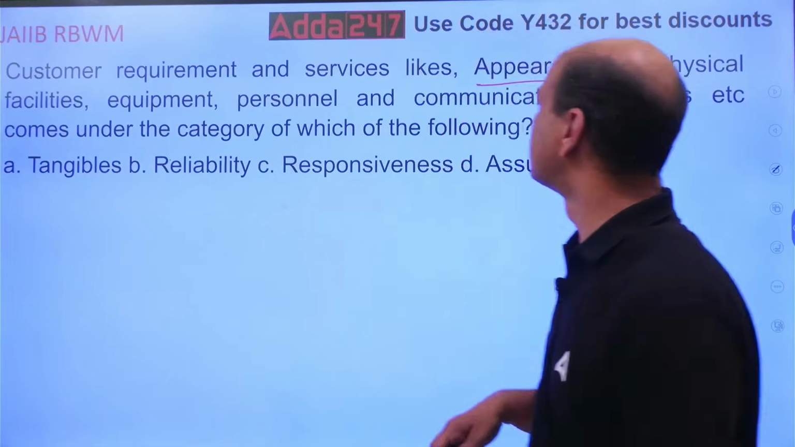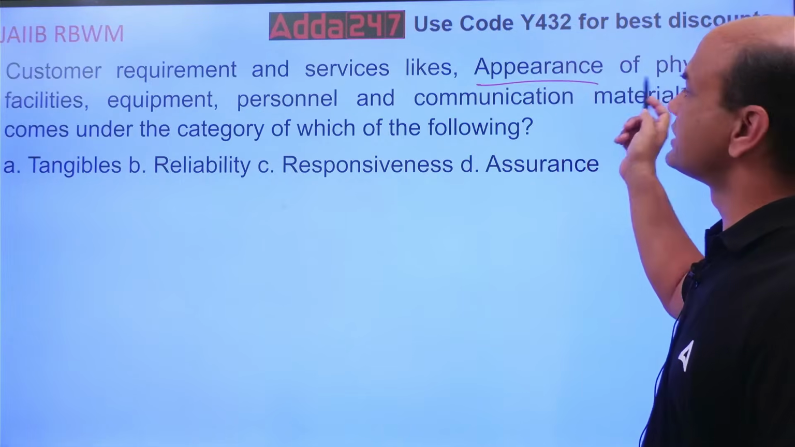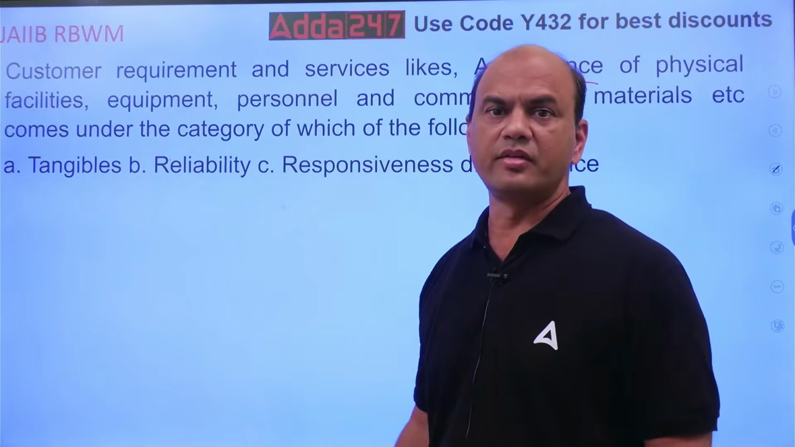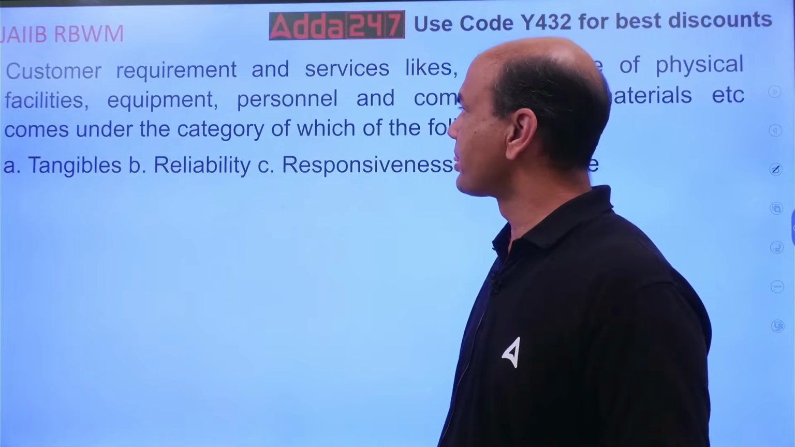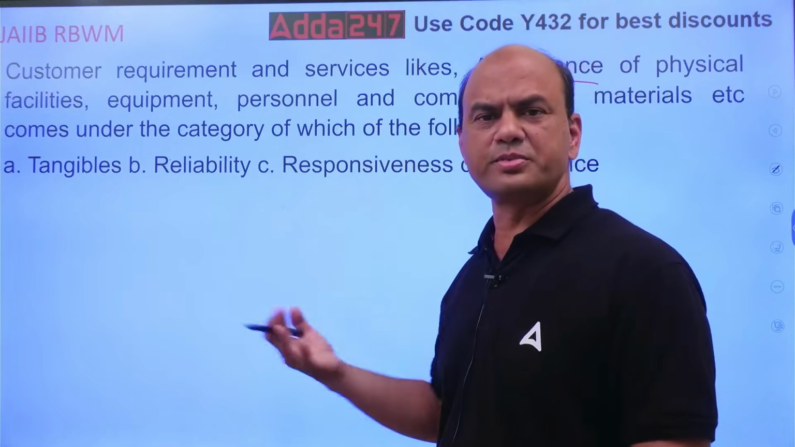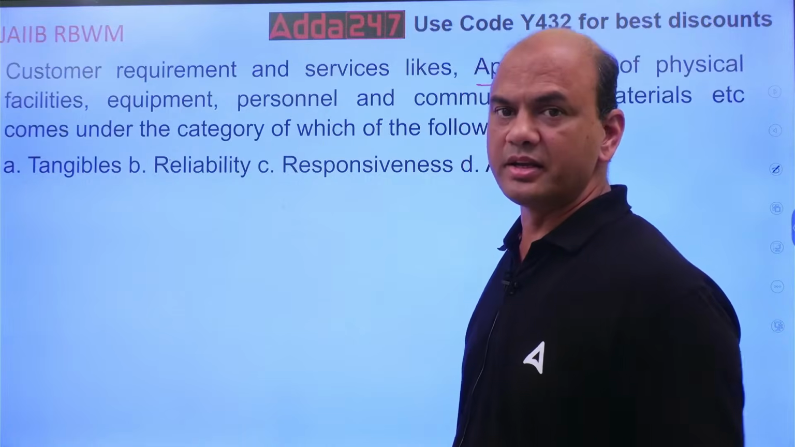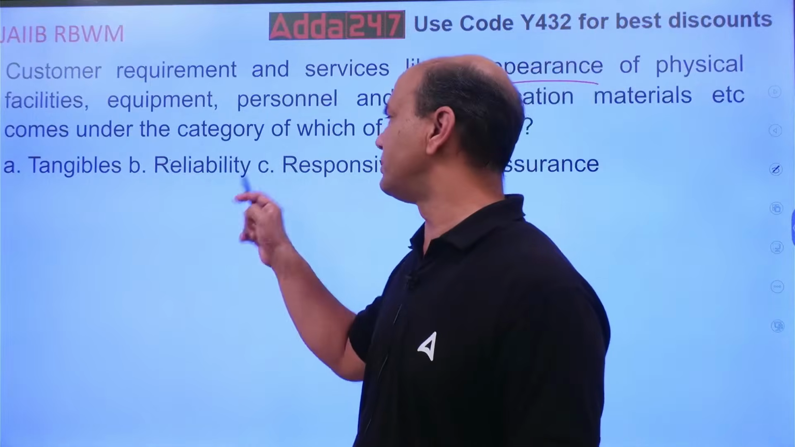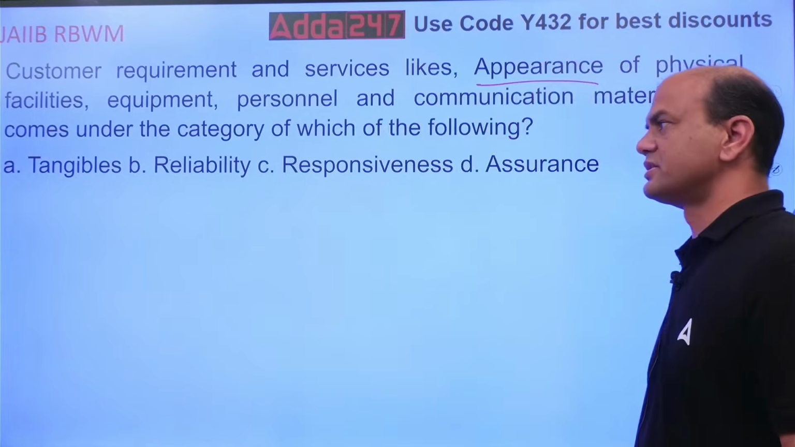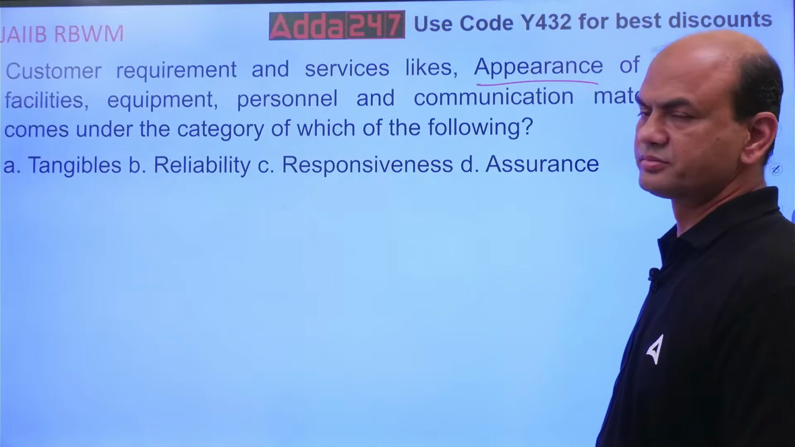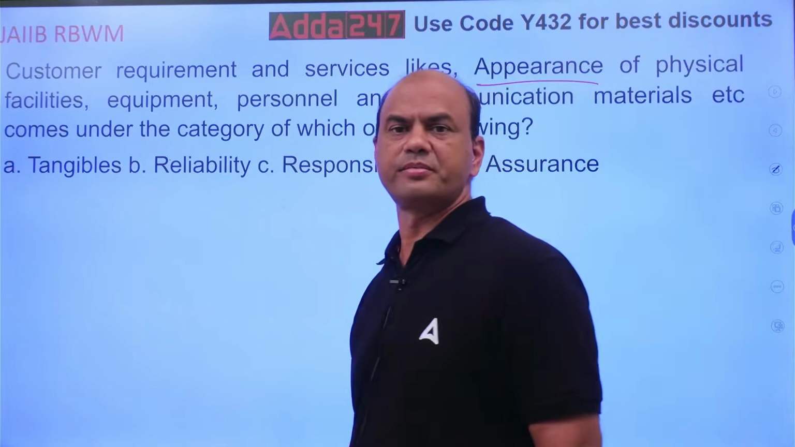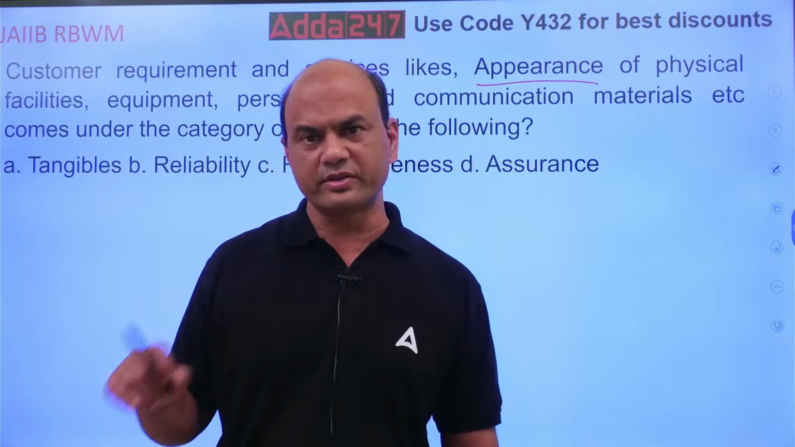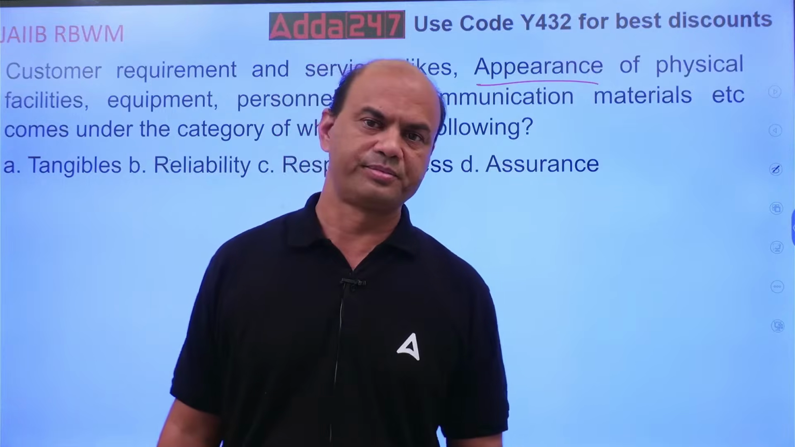But if he or she sees appearance of physical facilities, very good, polished branch, posh, clean, lights everywhere, equipment, good personnel to respond, employees responding immediately. All these come under what? Tangible, reliability, responsiveness and assurance. What does it come under? What do you mean by tangible? Just now I told you. What you can see and feel.